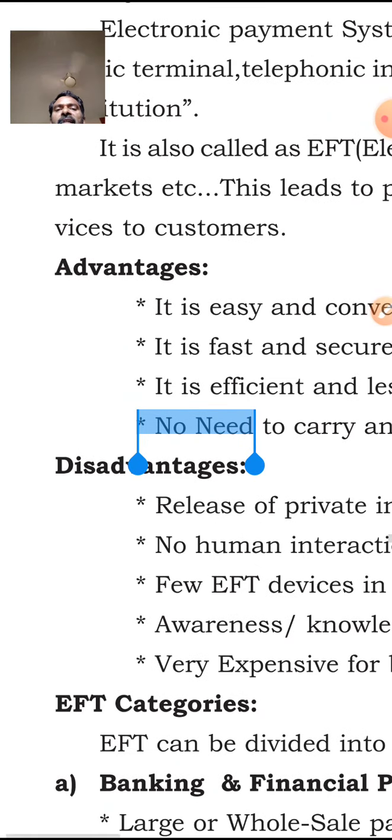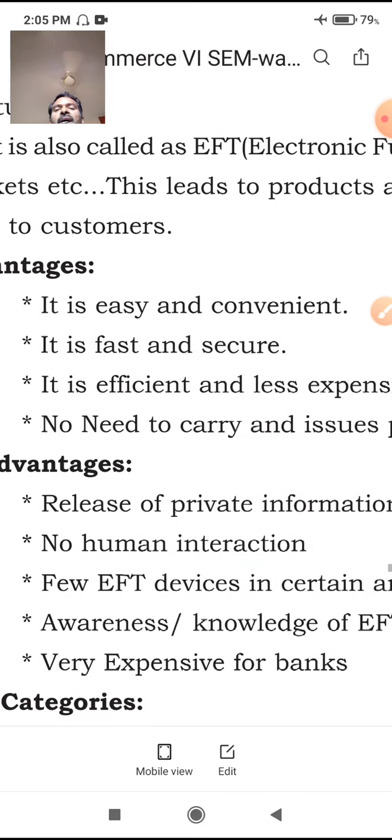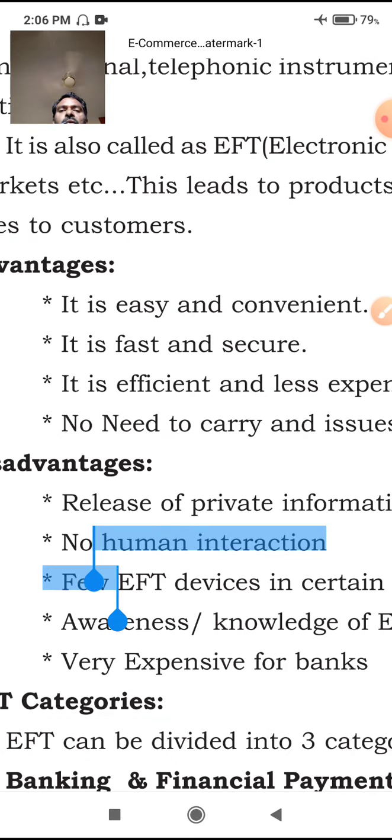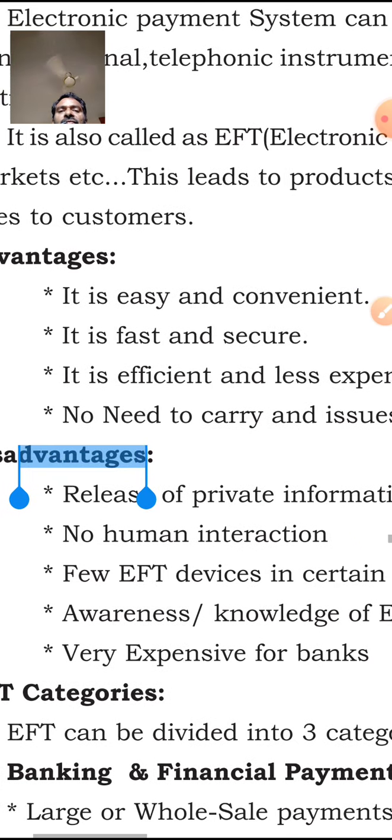So what are the advantages of EFT? It is an easy and convenient method to transfer money from the buyer to the seller. If there is any possibility, in the form of gifts or cashback, it can also go from the seller to the buyer. The second one is that it is fast and secure.